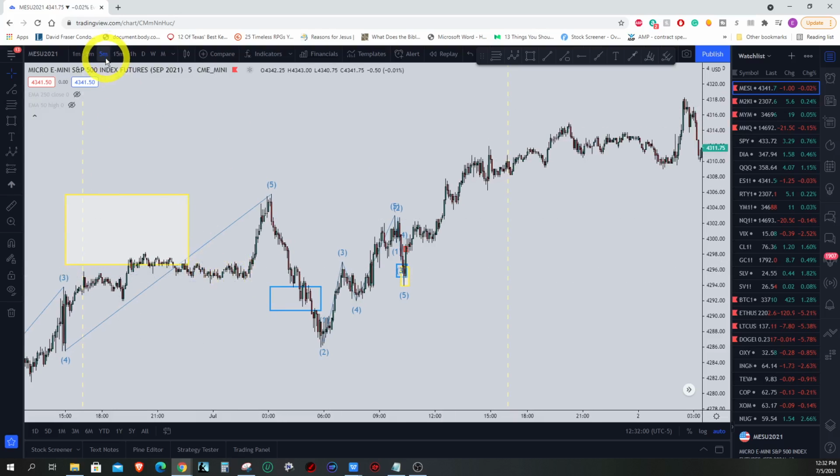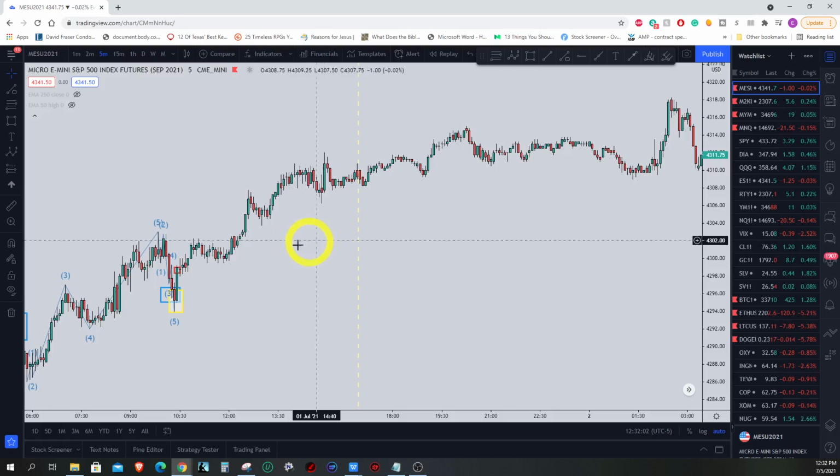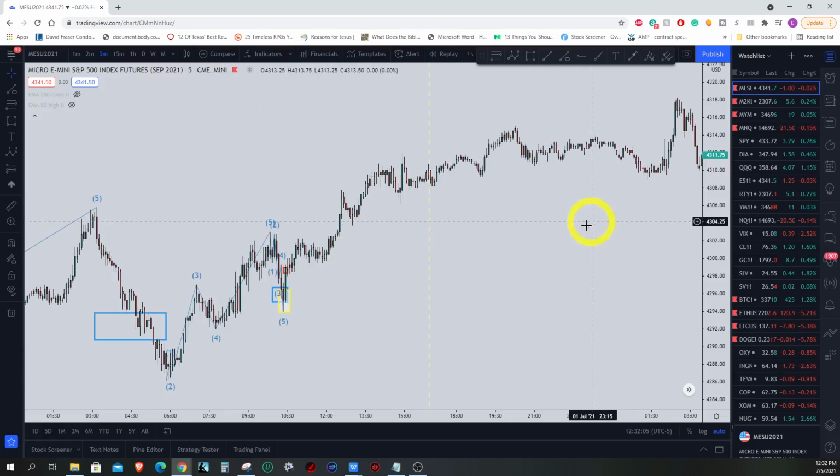I trade off the 5-minute time frame. Sometimes I'll go on the 2-minute if things are just really slow out there. And so that's basically it.